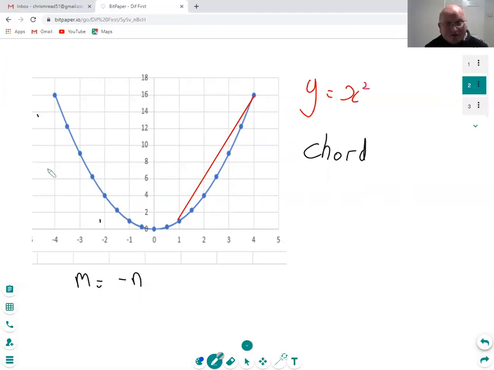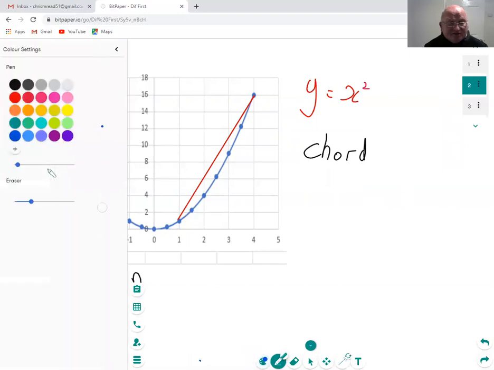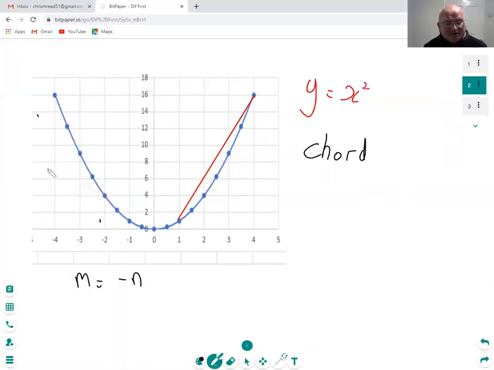Now, what I've drawn on there is a chord, not a tangent, and it's between the points, talking about numbers, I'm just going to go back to writing in black. This point down here is the point (1, 1), and this point here is the point (4, 16), which makes sense. 4 squared equals 16, so that point is on the curve.